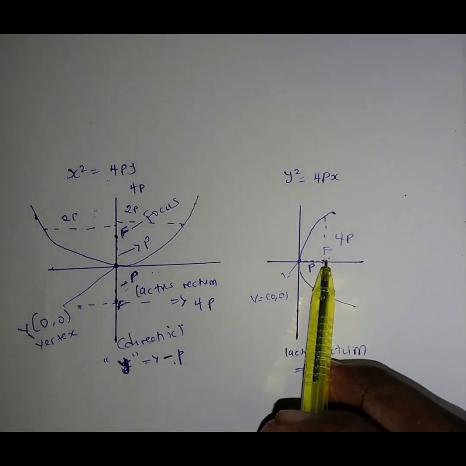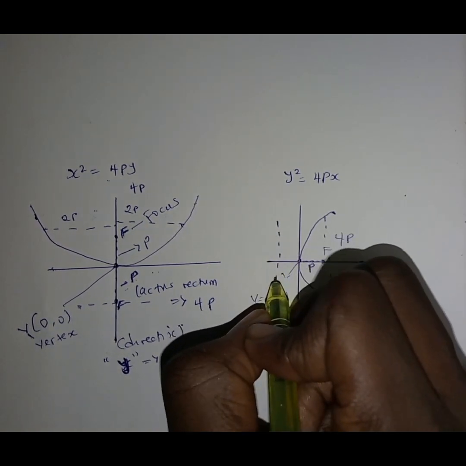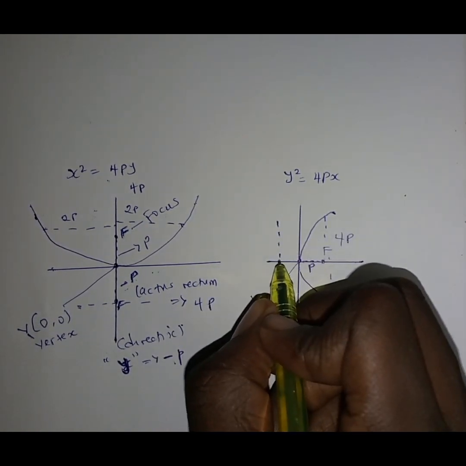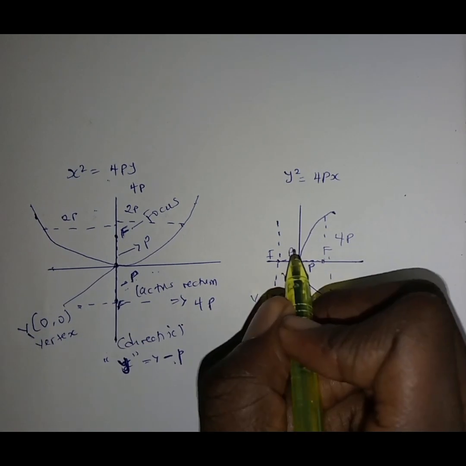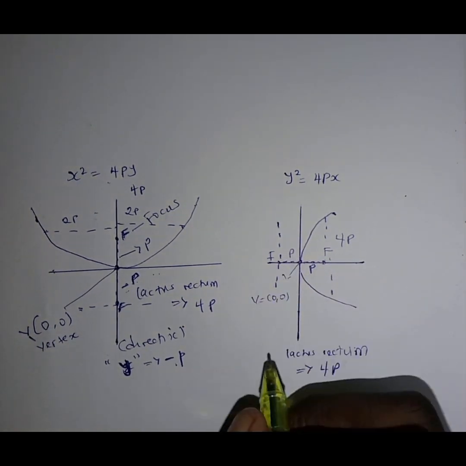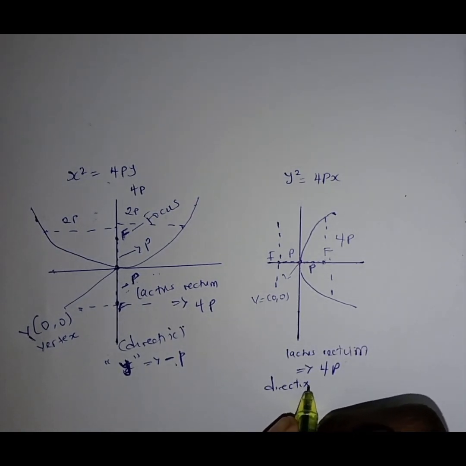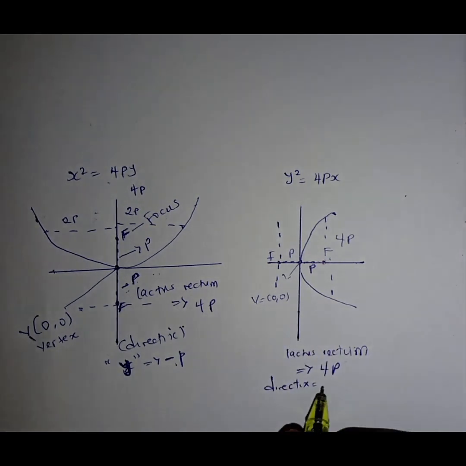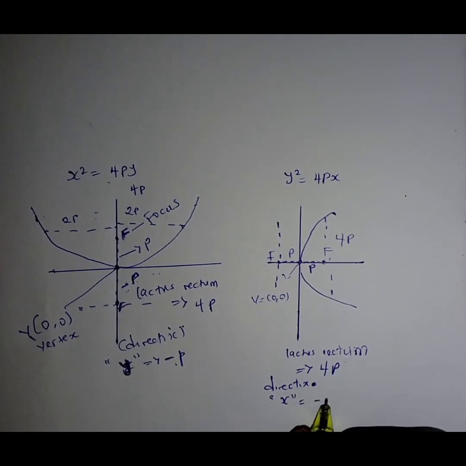Then the directrix is just at the opposite side. So the directrix is here and the focus is here. The distance here is p, and it occurs on the x-axis. So the directrix on the x-axis now equals minus p, because it occurs on the x-axis. Please take note of these things very well.